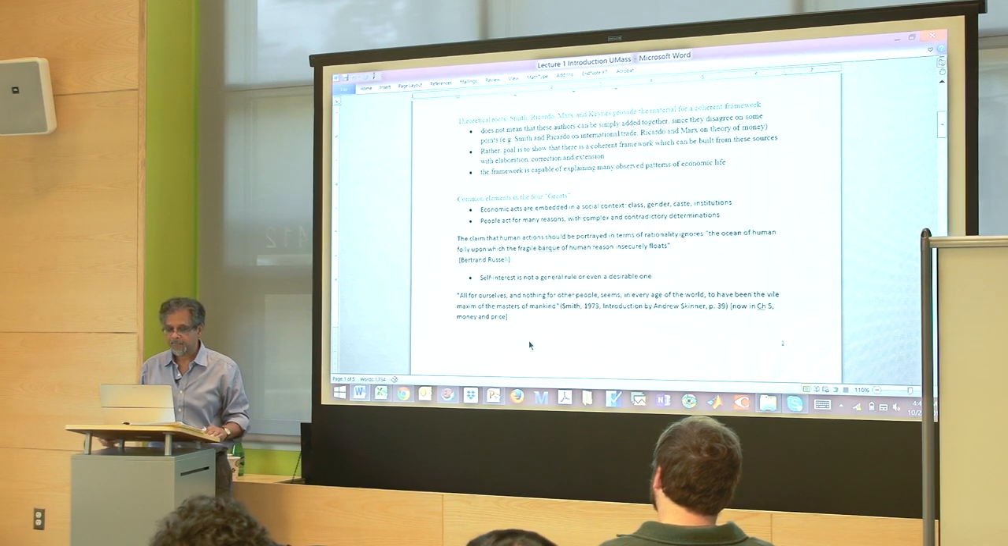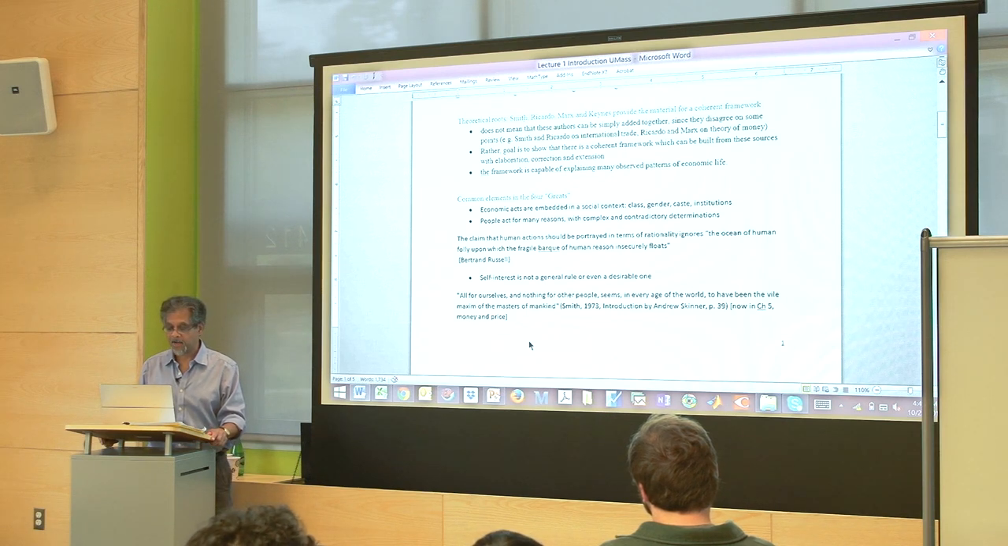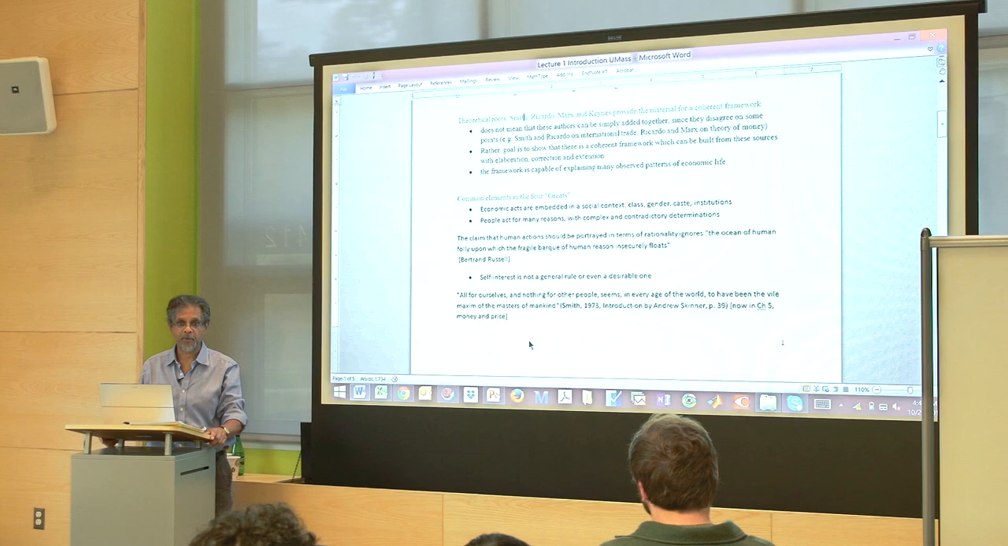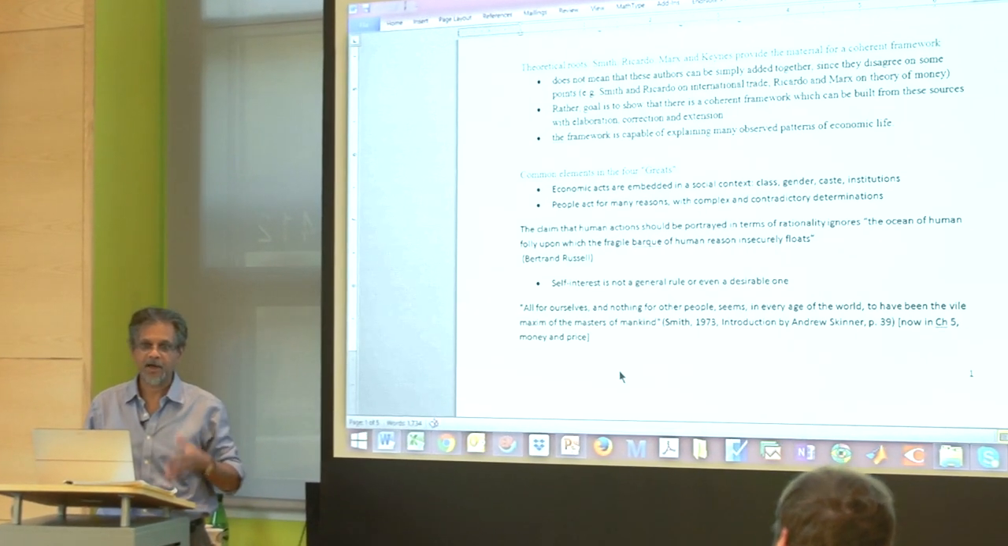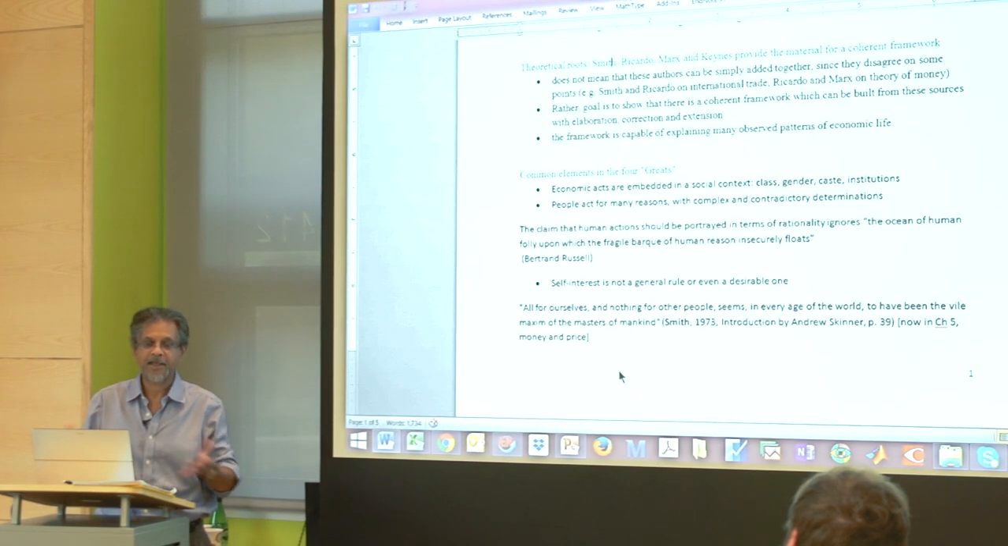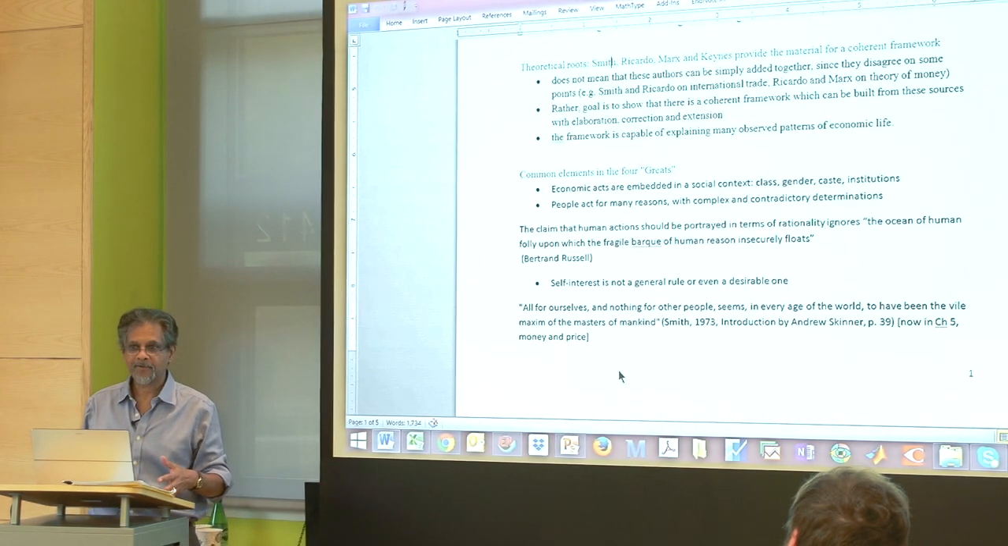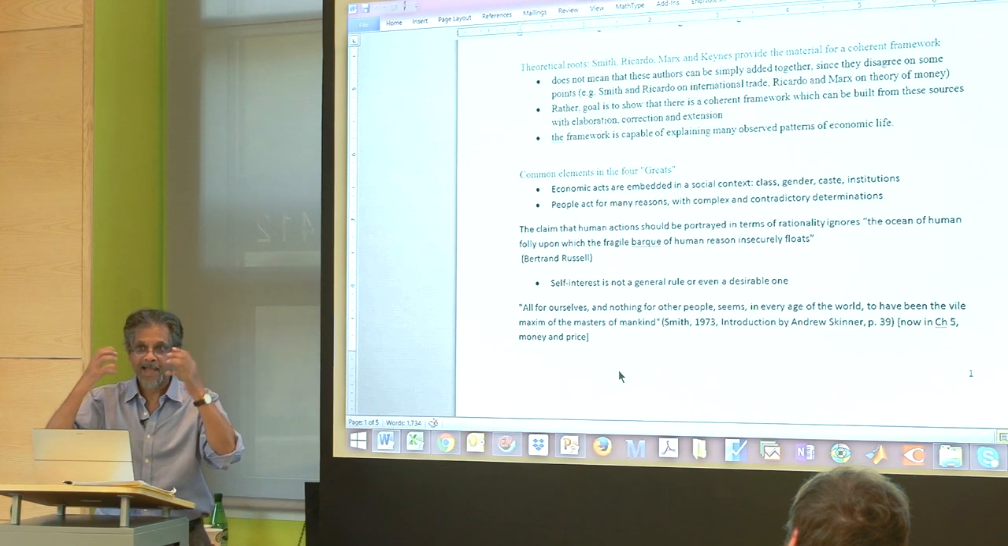Then there is a claim, a completely false claim, that action should be portrayed in terms of rationality. And as Bertrand Russell points out, people know Bertrand Russell, mathematician, philosopher of great renown, this ignores the ocean of human folly upon which the fragile bark of human reason insecurely floats. No educated, intelligent person other than an economist would possibly think otherwise. And so you have to ask yourself, how the hell did you end up with the lack of this information?